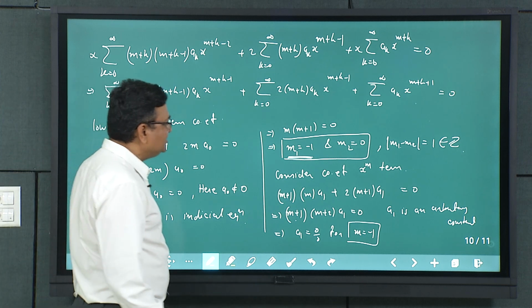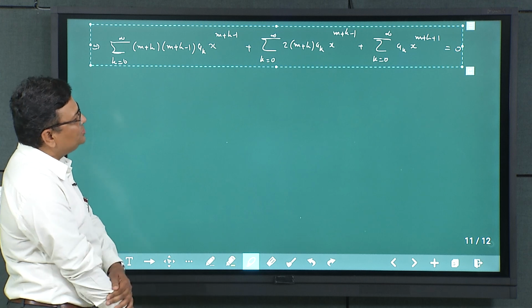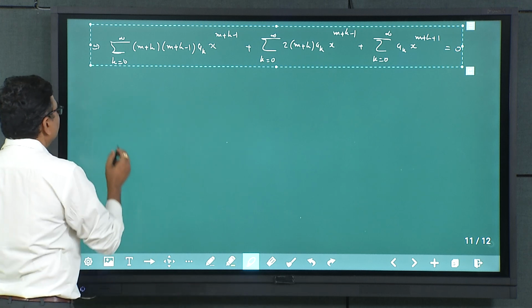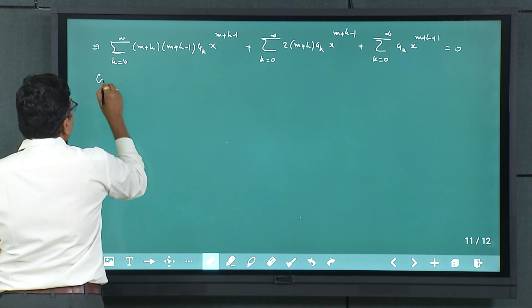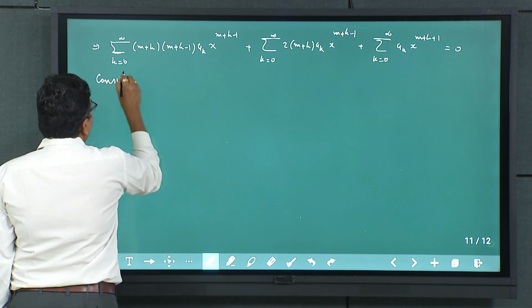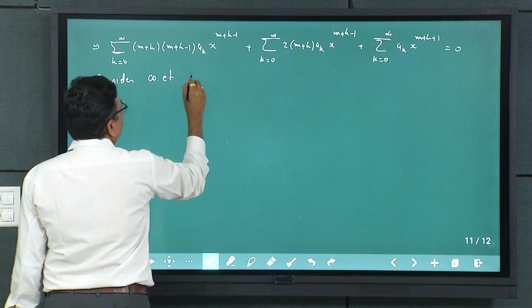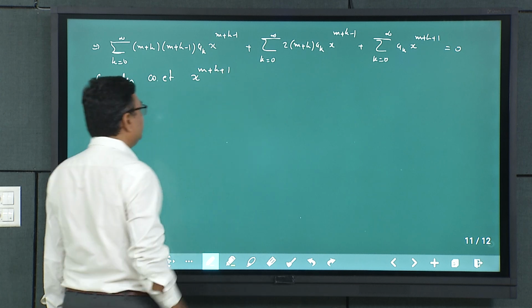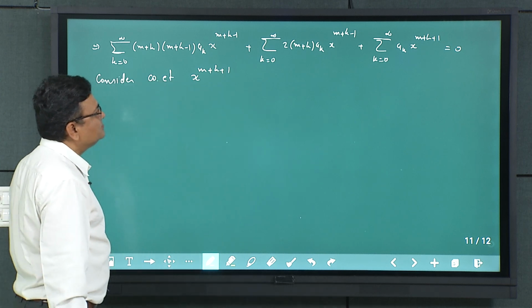Let us go ahead, first copy this. Now we compare the coefficient of x raised to m plus k plus 1. Okay, so compare, so consider the coefficient of x raised to m plus k plus 1. Okay, clear. Sure.